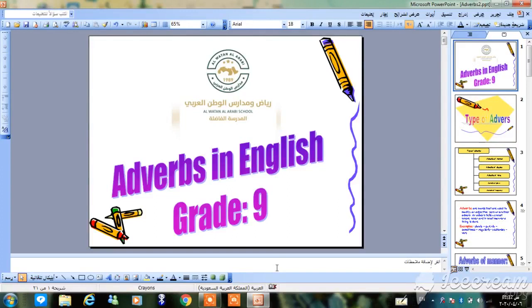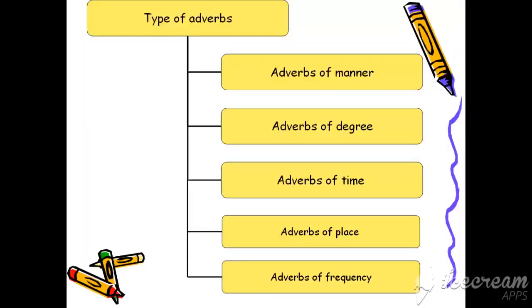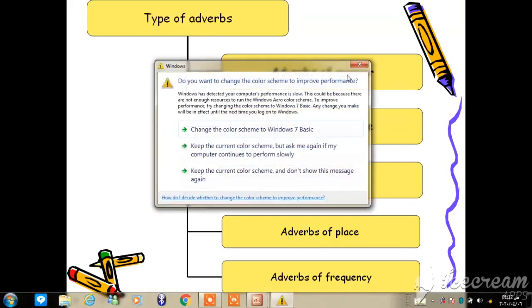Today we are going to start with a new lesson for the ninth grade, which is adverbs in English. We have different types of adverbs. Adverbs of manner, ظروف السلوك. Adverbs of degree, ظروف الكم, بتحكي عن درجات حدوث الشيء أو الكم. Adverbs of time, ظروف الزمان. Adverbs of place, ظروف المكان. Adverbs of frequency, ظروف التكرار.